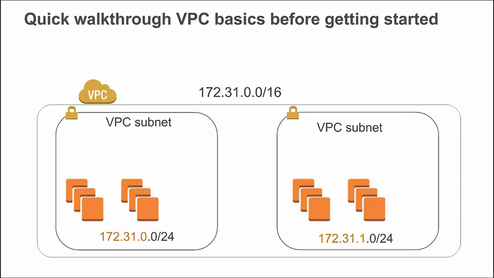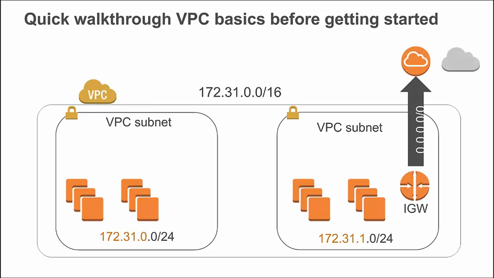Now subnets can be of two types. If a subnet's traffic is routed through an internet gateway to the public internet, it is known as a public subnet. An internet gateway effectively is a horizontally scaled, redundant, and highly available VPC component that allows communication between your resources in the VPC and the internet. And it imposes no availability risk or bandwidth constraints on your network traffic.